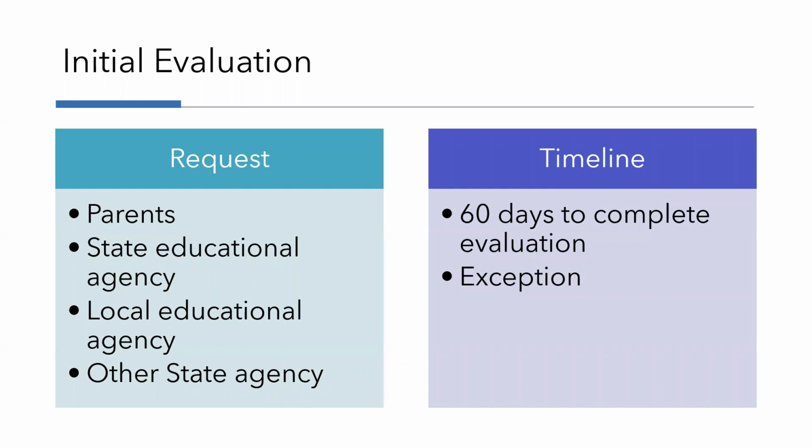So the initial request for an evaluation can come from a variety of sources. It could come directly from the parent if they're concerned with their child's participation and performance at school and suspect that their child may have a disability, or sometimes it comes after a child is diagnosed with a disability from outside sources and the parent is seeking services and supports in the schools. The request could also come from a state or local educational agency, or in other words, the school, or another state agency.